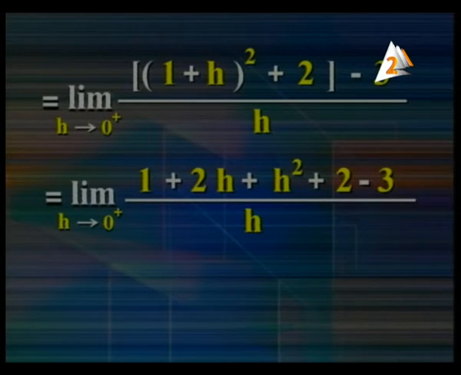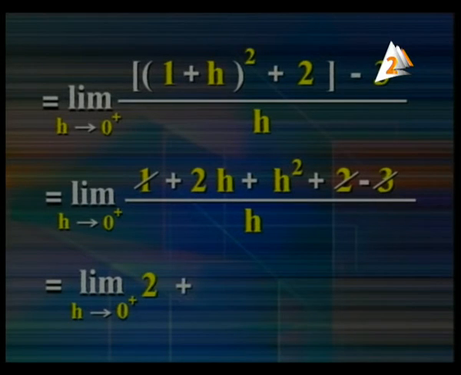f dash of 1 positive becomes limit h tends to 0 positive, (1 plus h) all power 2 plus 2 minus 3 over h. By using simplify, 1 plus 2h plus h power 2 plus 2 minus 3 over h. Therefore, 1 plus 2, 3 minus 3 equals 0. The limit becomes limit h tends to 0 positive, 2 plus h. What do you mean of the limit equals 2? h tends to 0, limit equals 2. Therefore, f dash 1 positive equals 2.